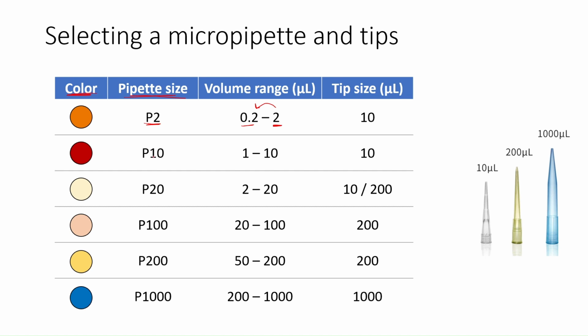Our next size pipette going up is the P10, which is often red. And again, that 10 tells you the largest volume it can measure, 10 microliters, and that tenfold range, 1 to 10 microliters. Next, we have the P20, which is this pale sort of light yellow color.